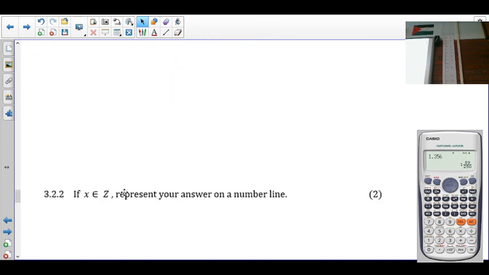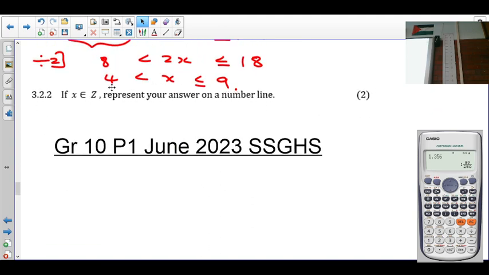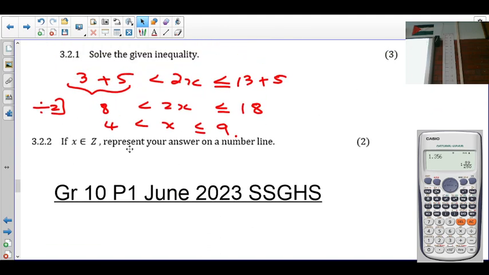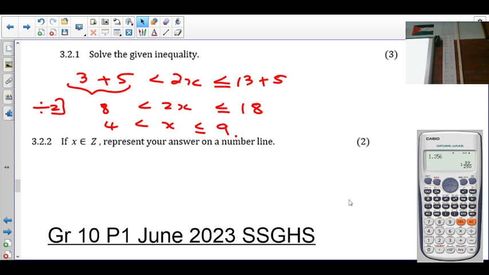So easy. Then the question says if x is an element of integers. Again, what are integers? Here we can see integers are positive and negative whole numbers. So it's 0, 1, 2, 3, 4 all the way to infinity, and negative 1, negative 2, negative 3 all the way to infinity.